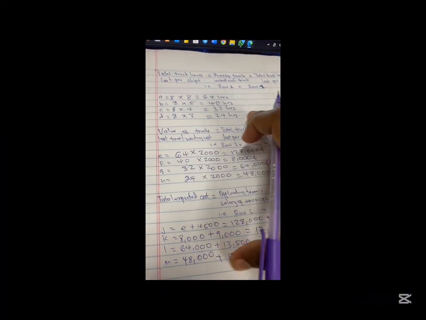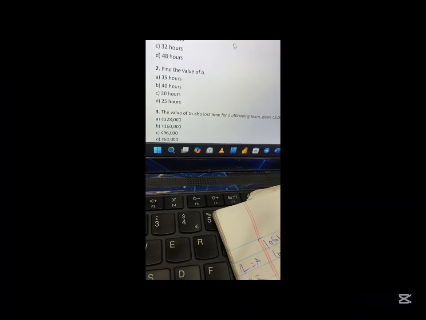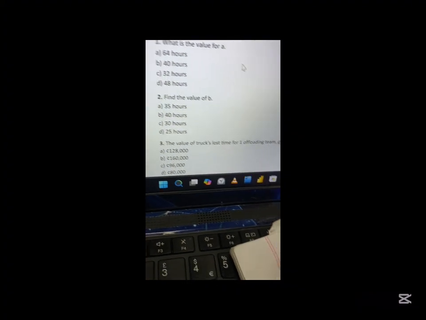So all our calculation will be based on these figures here. Yeah, so let's go to our calculation and see how the questions are. So the first question is saying, what is the value of A? And we already know the value of A was 64. So for question 1, our answer is A. Then question 2 is saying find the value of B. The value of B, we had 40 hours, and the 40 hours is B. So for question 2, our answer is B.